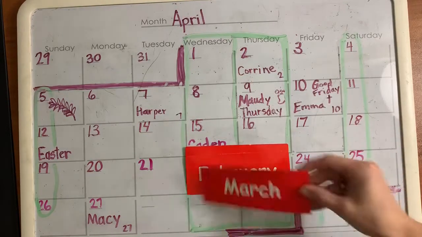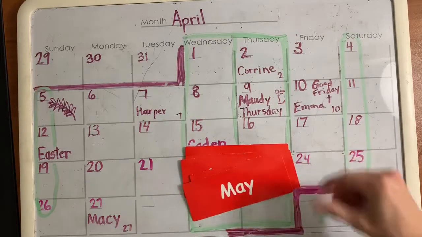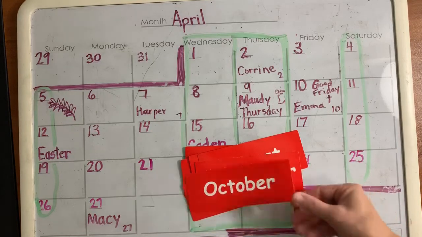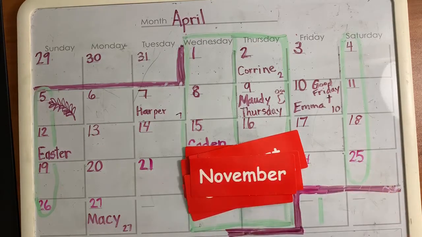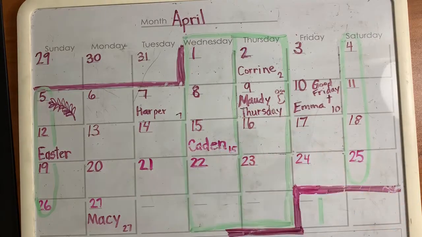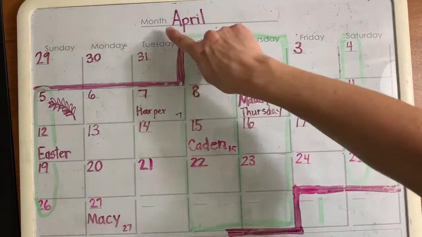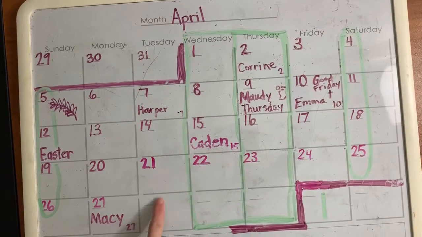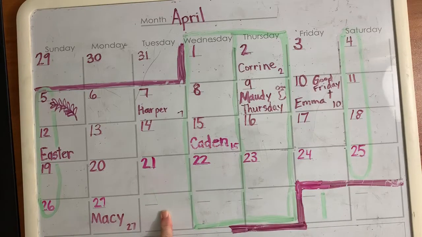January, February, March, April, May, June, July, August, September, October, November, December, 12 months in a year. We are looking at this month, April. April. Let's check out what number we need for today.